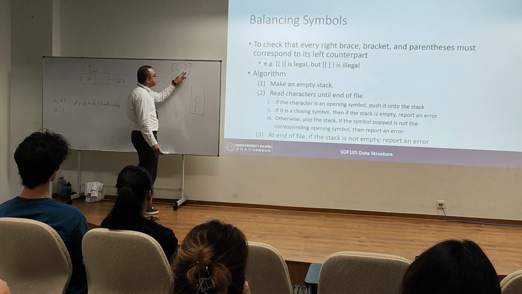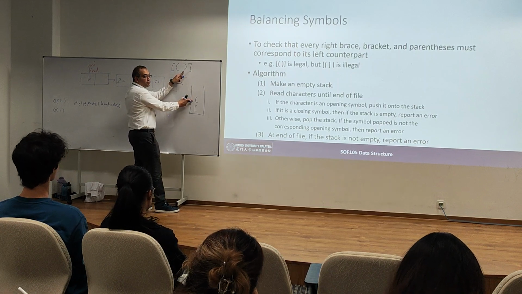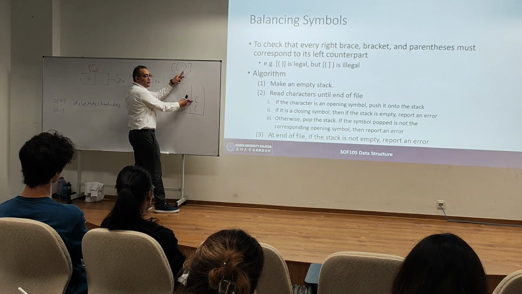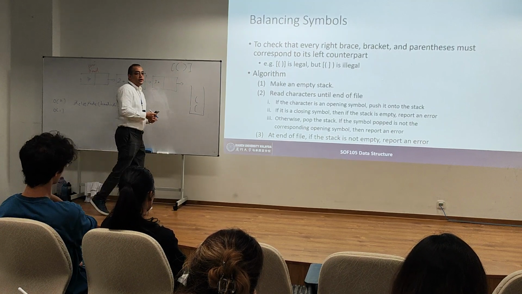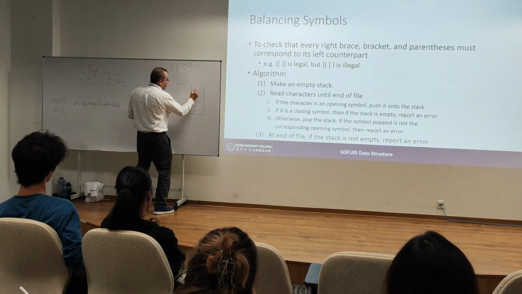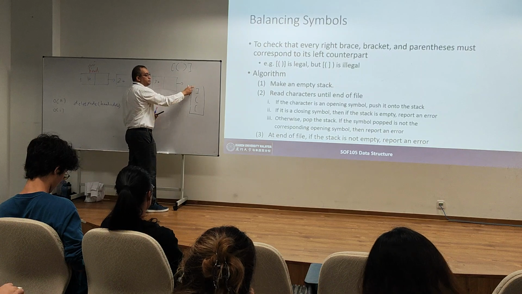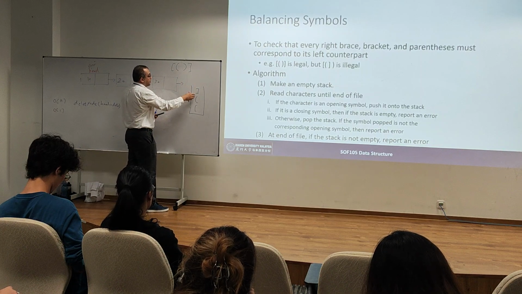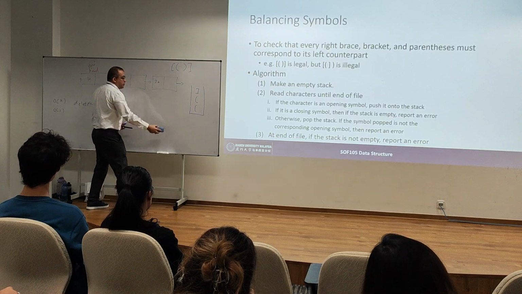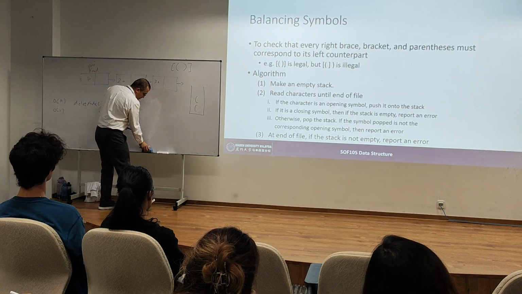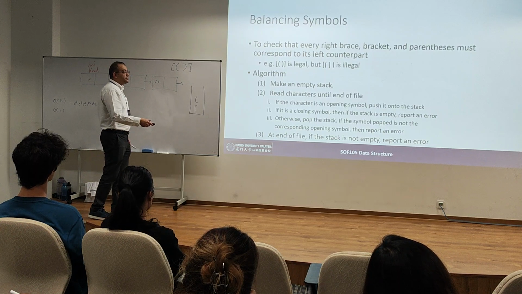Meaning that I come here to a closing symbol, I need to pop the symbol on the top. Which symbol is on the top? An opening parenthesis, correct? Do they correspond to each other? Yes, okay. If I find on the top something else, like a square bracket, when I have a closing parenthesis, then right away I report error. So this is actually how the compiler works. At the end of the file, if the stack is not empty, report error.